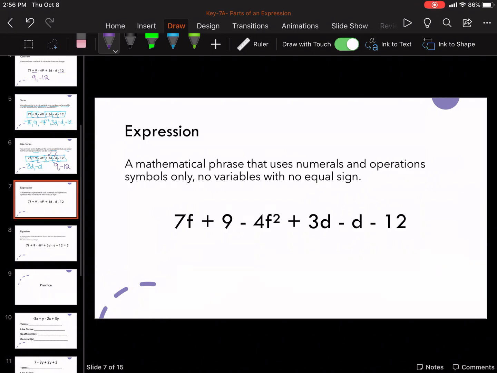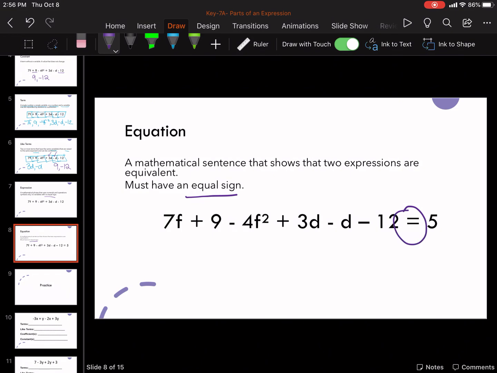And then quick refresher, expression is when there's no equal sign. And then equation, there is an equal sign. Equation, equal sign, expression, no equal sign.